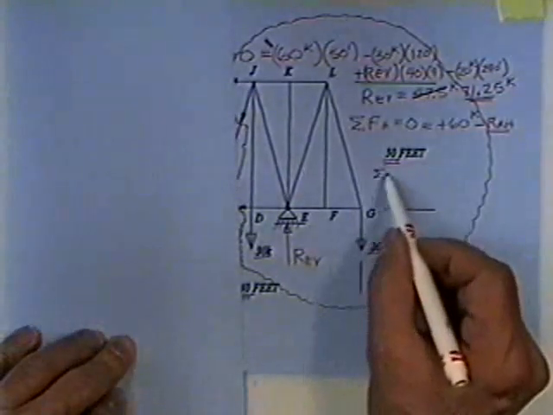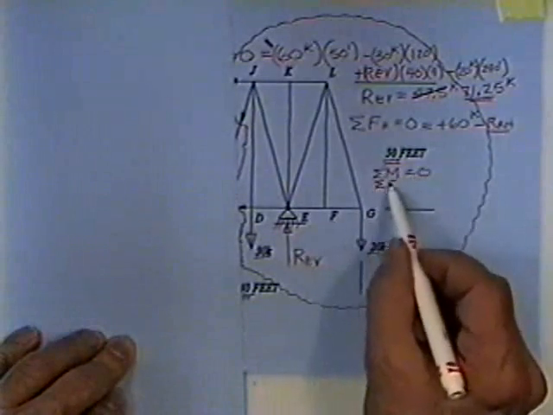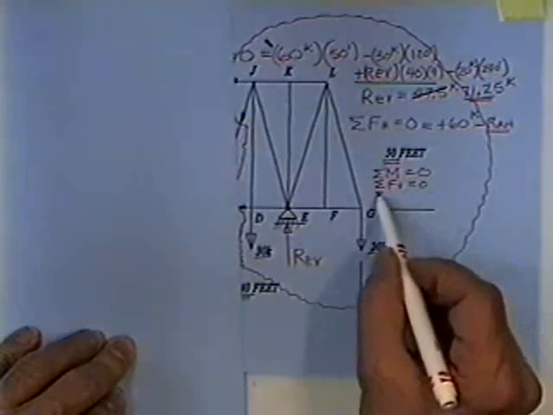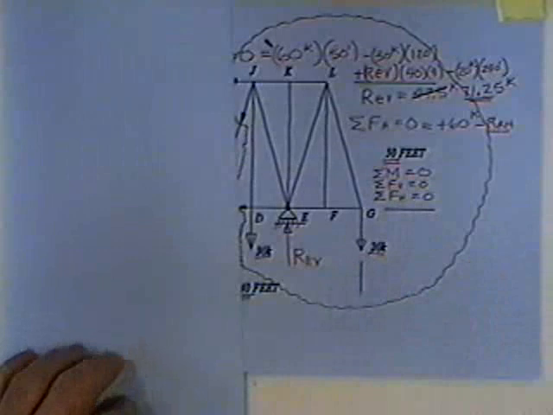You'll do it with the only equations you have available. Sum of moments about any point you like equals 0. Sum of forces vertical equals 0. Sum of forces horizontal equals 0.